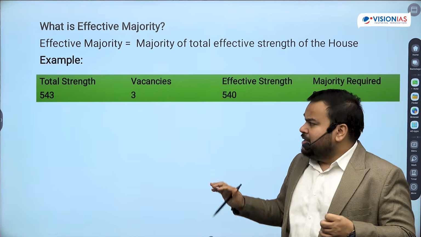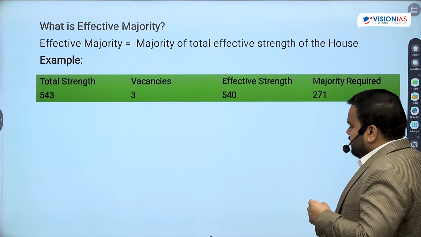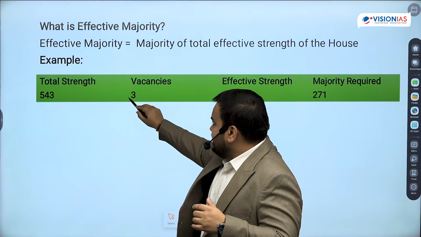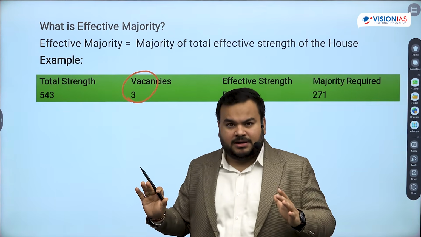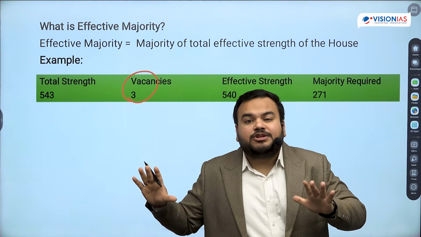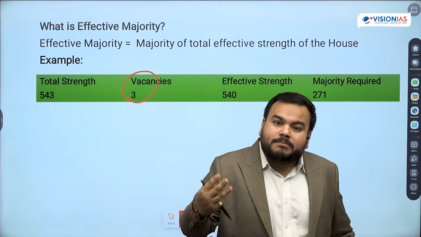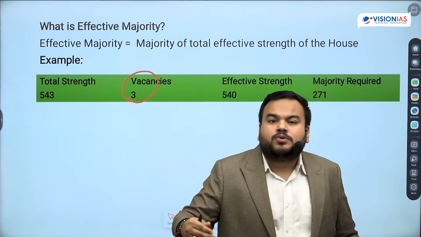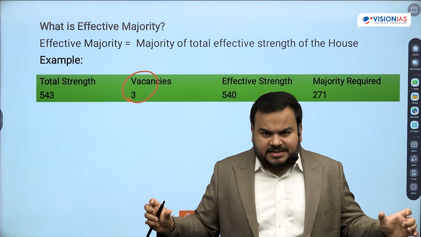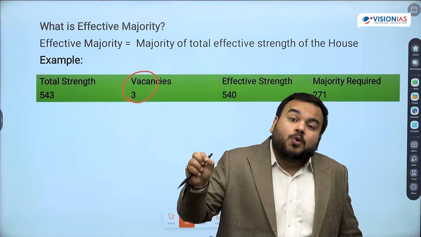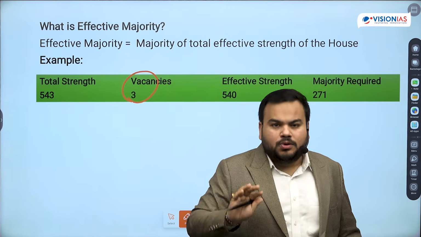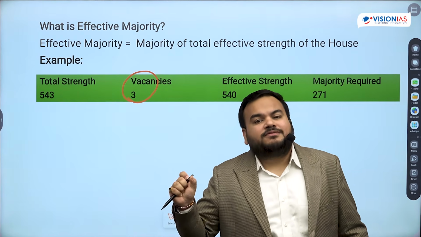Let's take an example. If the total strength of Lok Sabha is currently 543, out of 543 seats, let's say 3 seats are vacant, which means what? That out of these 543 constituencies, there is no member in Lok Sabha who is representing these constituencies. So again, that is called vacant seats. It means there is no one elected or no one representing that constituency in the Lok Sabha. So those seats are called vacant seats.